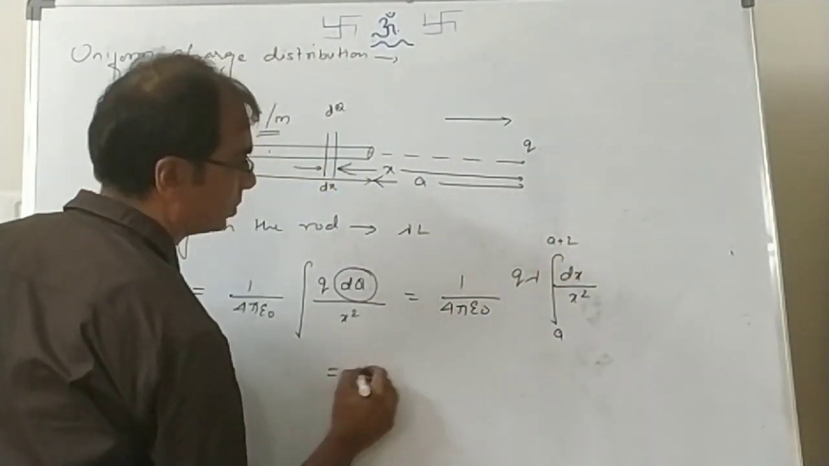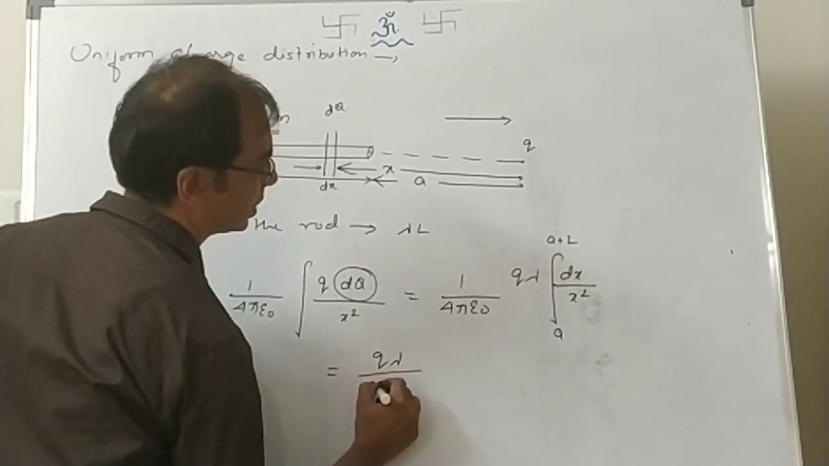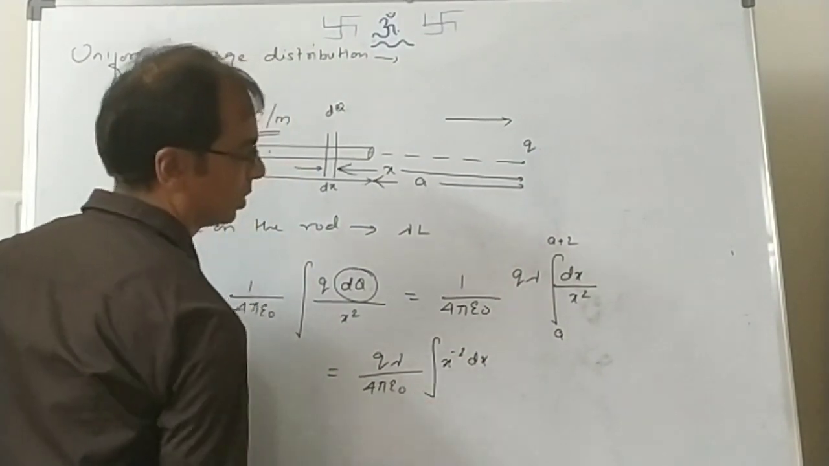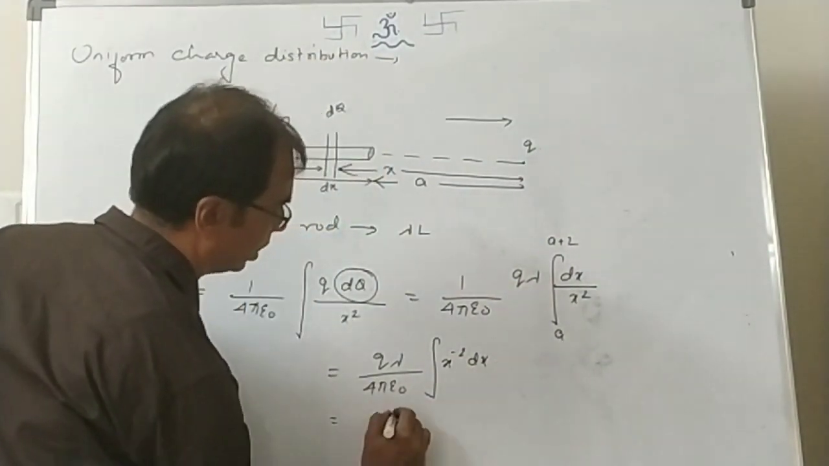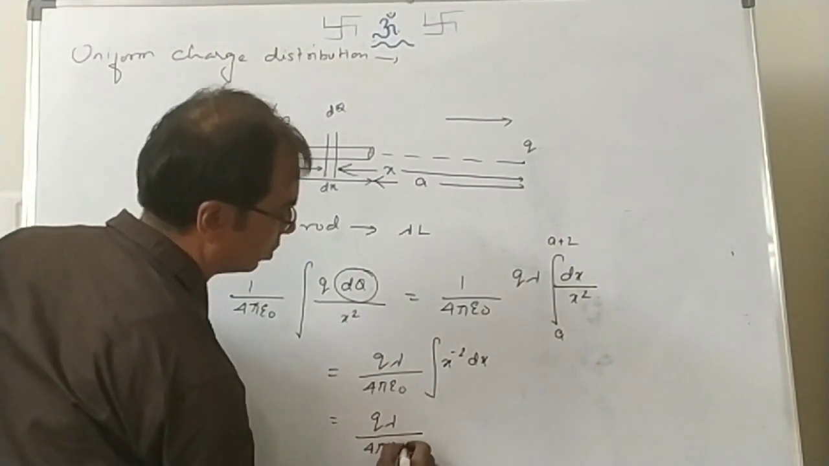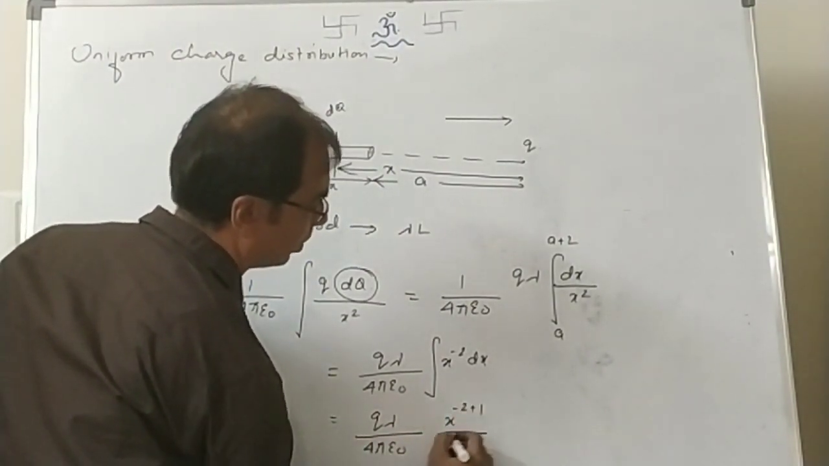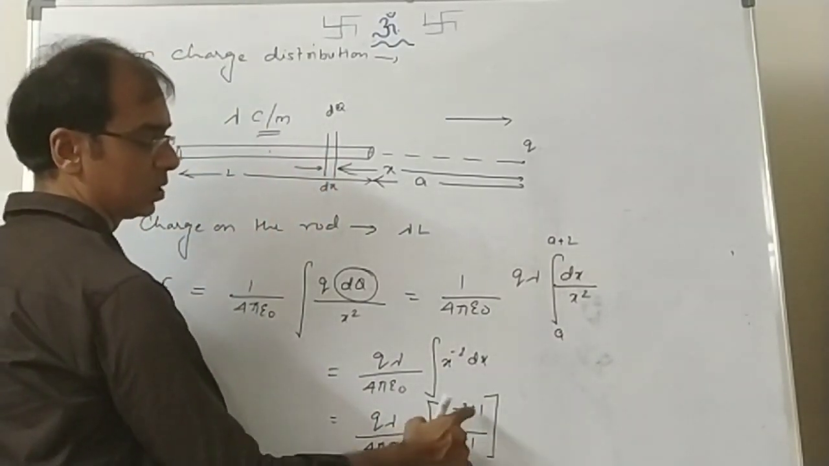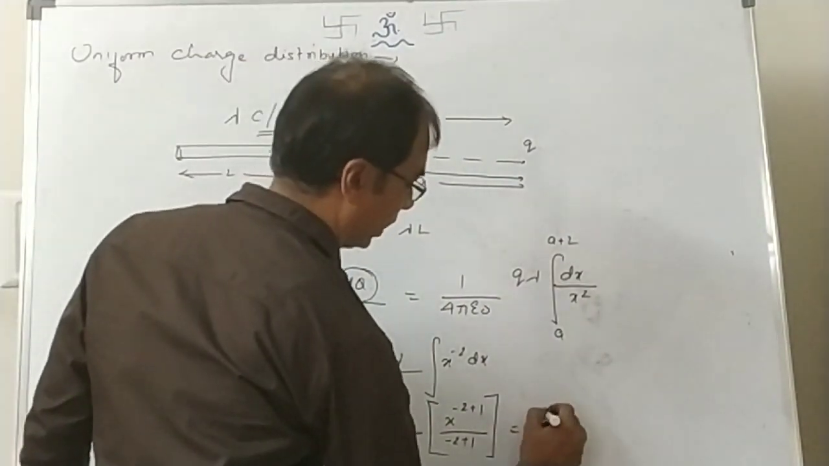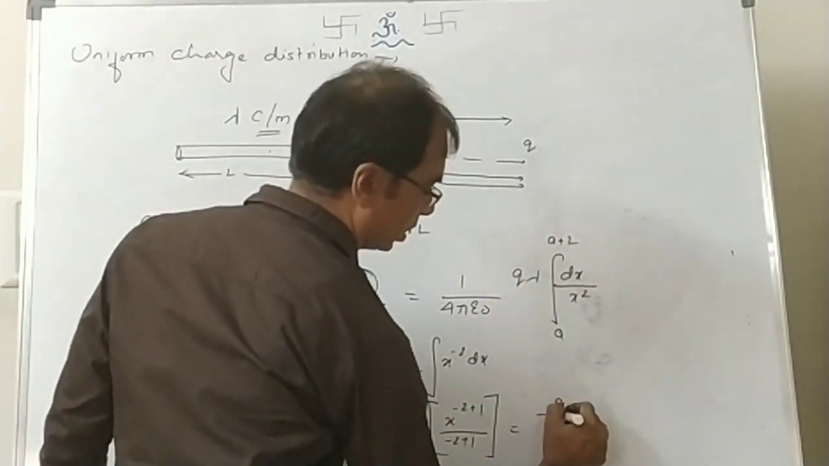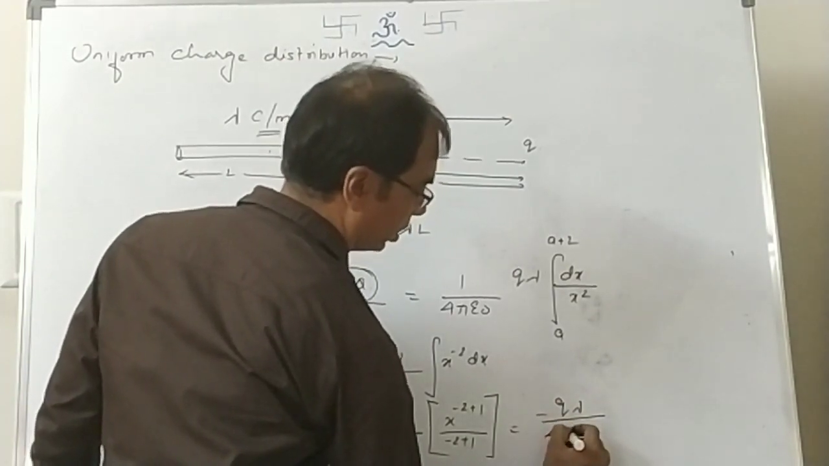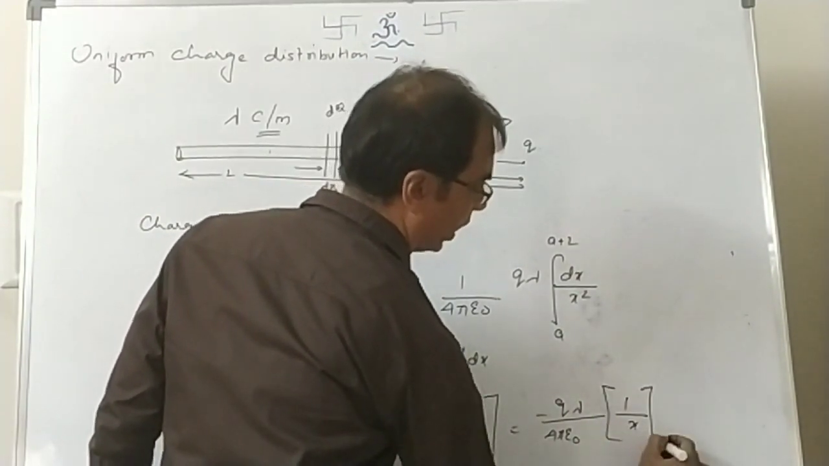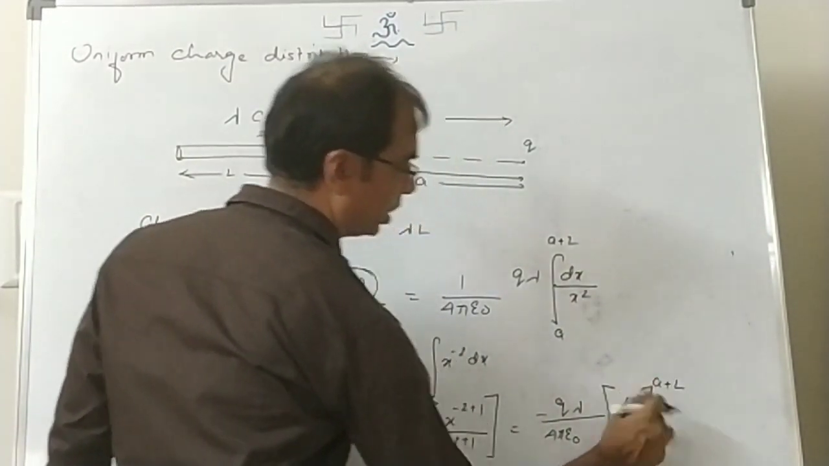What is the integration? This q lambda by 4 pi epsilon naught, this x to the power minus 2 dx. Its integration will be x to the power minus 2 plus 1 by minus 2 plus 1. This is minus 1, this is x to the power minus 1. So minus, this minus I am taking outside, q lambda by 4 pi epsilon naught, and x to the power minus 1 I am writing as 1 by x. So what we have, a and a plus l. So put these limits now.